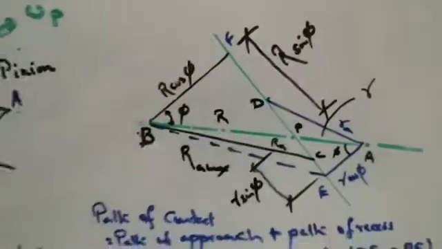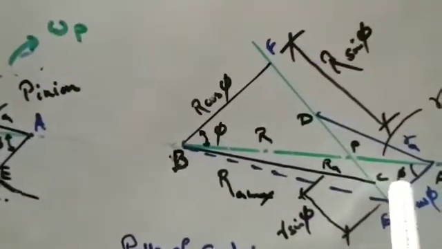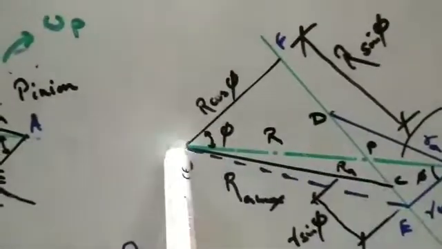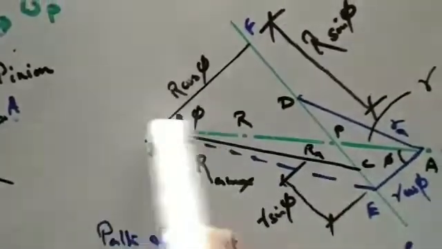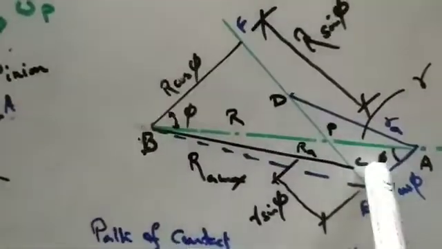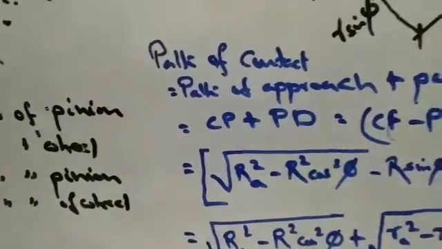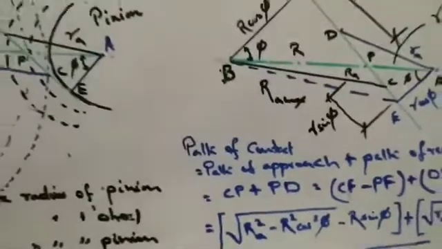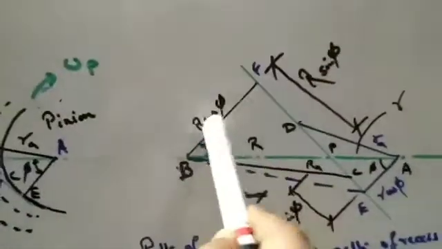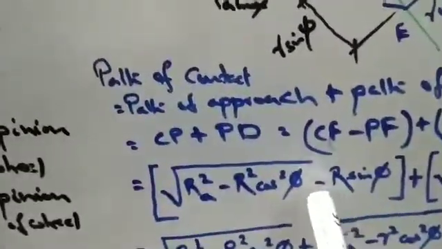So CF is written as the square root of RA square minus r square cos square phi, minus PF. Now what is this PF? PF is simply r sin phi. This is cos phi, so this should be sin phi.